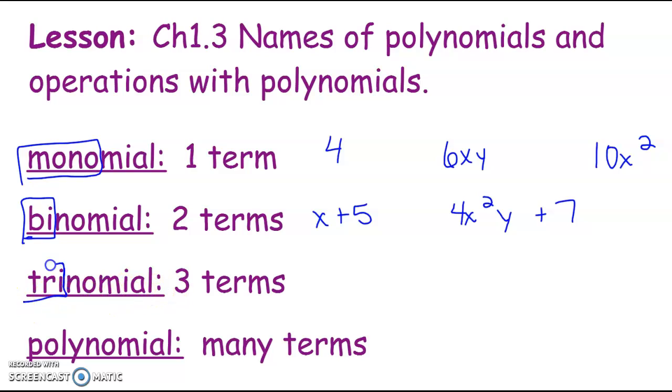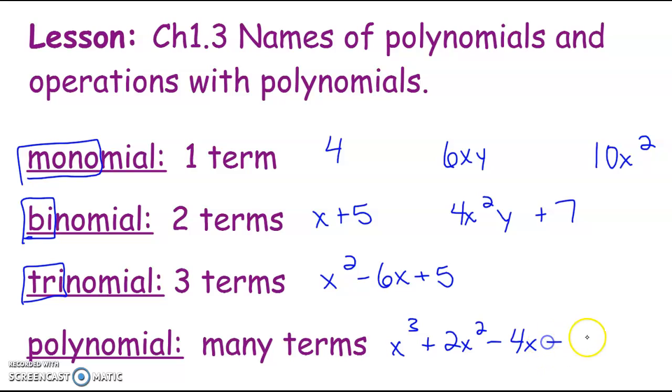A trinomial would have 3 terms. The most common ones are when we're factoring again, like x squared minus 6x plus 5. And then a polynomial has many terms, so it could be anything more than 3, which we don't have a special name for. So we'll just call it a polynomial. Some textbooks go more specific and say polynomial with 4 terms or something like that, but we're just going to go with polynomial.